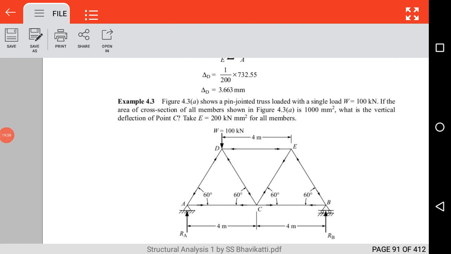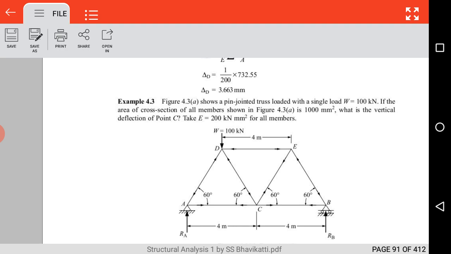So here there is a truss which is a pin jointed truss with a single load W equals to 100 kilonewton. If the cross-section area of all the members is 1000 mm square, what is the vertical deflection of the point C? So we are required to calculate the deflection at the point C when there is a 100 kilonewton force acting at the point D. Since the truss is symmetrical but the loading is unsymmetrical, we are required to calculate our reactions RA and RB by using our equilibrium condition.